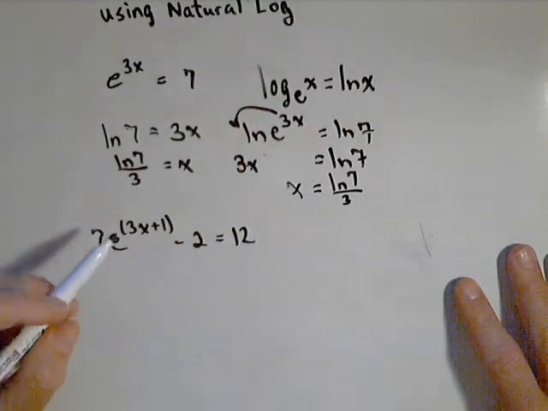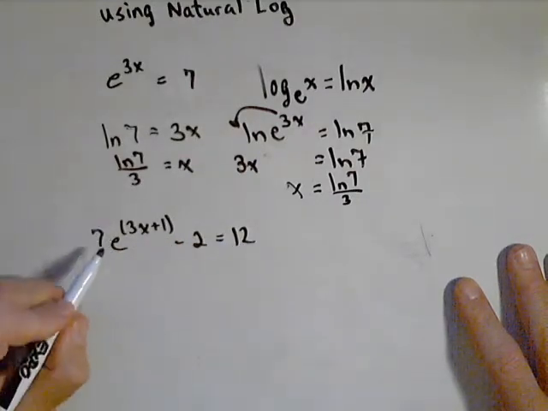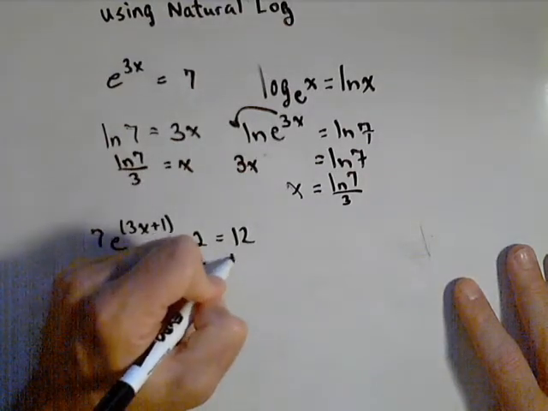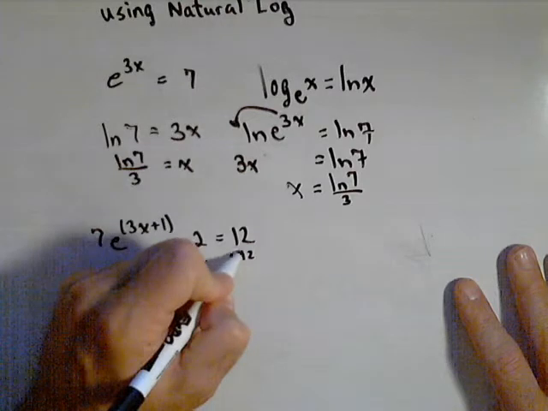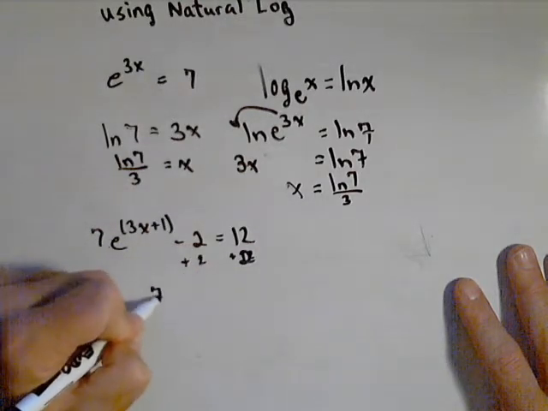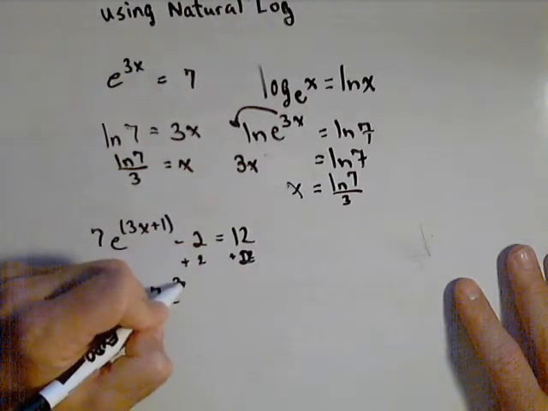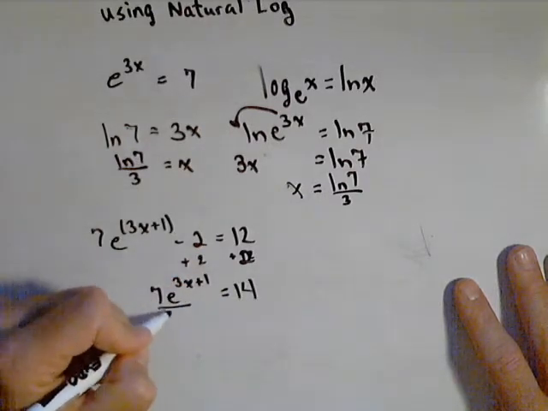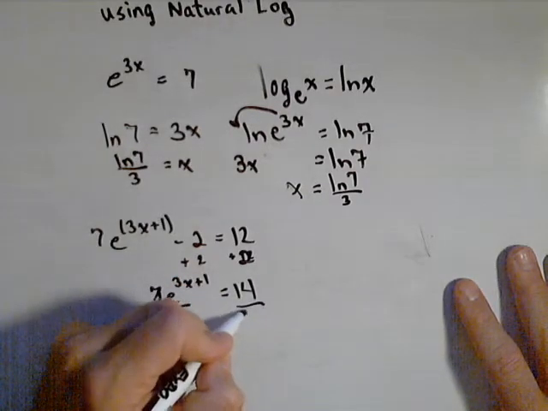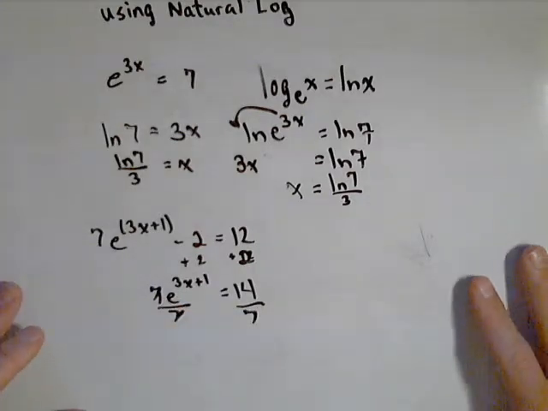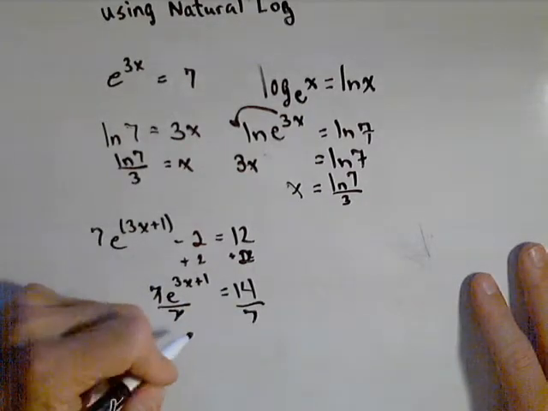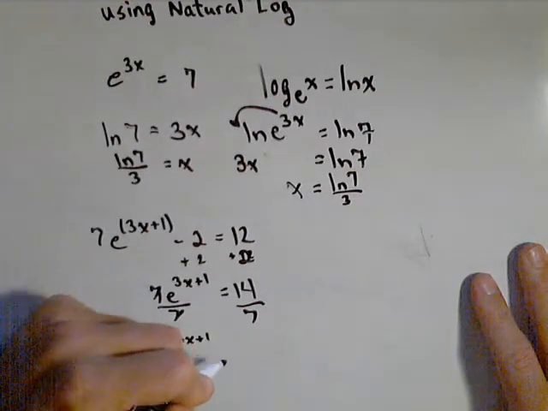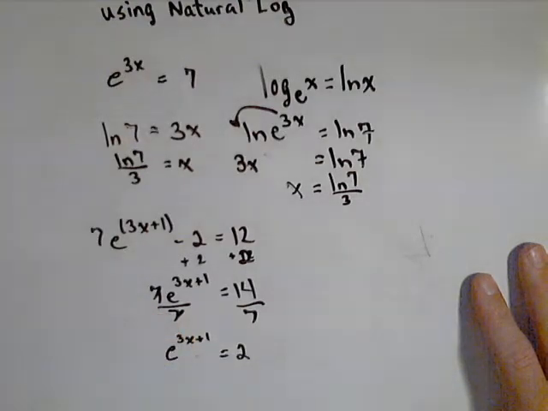So there's a little bit more going on before we want to employ the log. We want to isolate the exponential piece first. So we might go ahead and add the 2 to both sides. So we have 7e to the 3x plus 1 equals 14. Now we're going to divide both sides by 7. So right now we're just using normal equation solving techniques. So we have e to the 3x plus 1 equals 2.